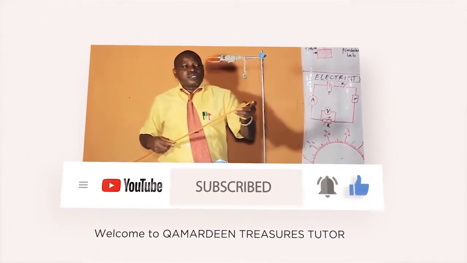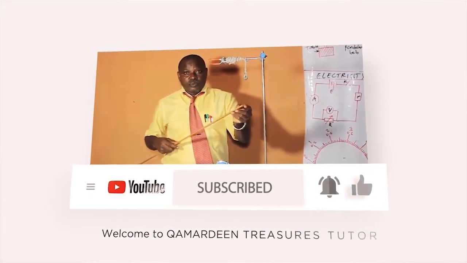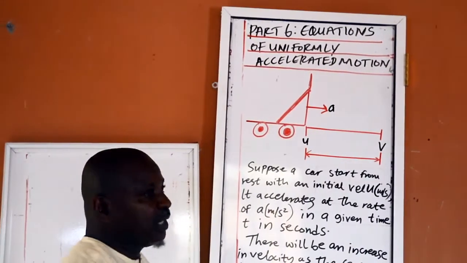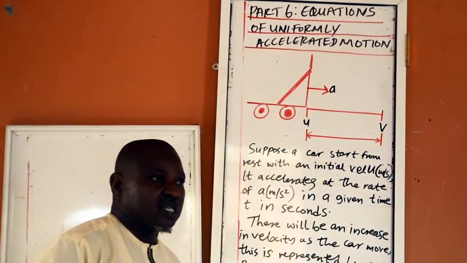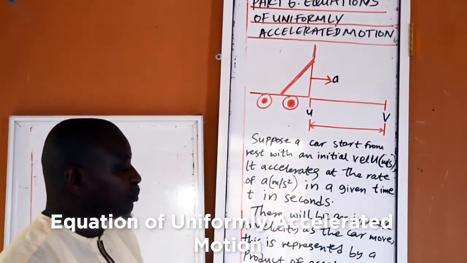We want to demonstrate practically the way it should be done. Part 6, equation of uniformly accelerated motion.